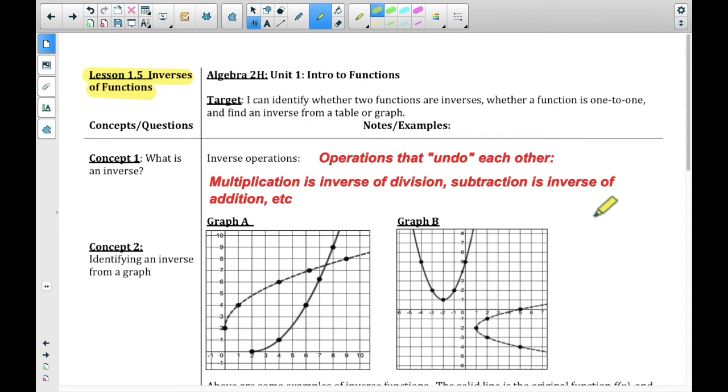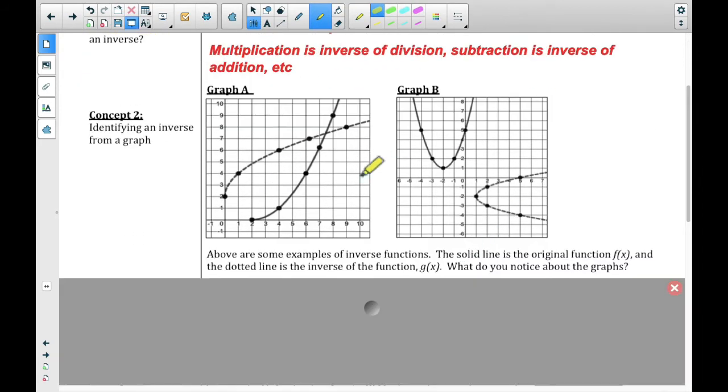And so we need to figure out how this idea of undoing each other, or opposites of each other, because these are opposites, right? How can we apply that to functions? Let's look at a couple graphs. So here we have a couple of graphs, and these are examples of inverse functions.